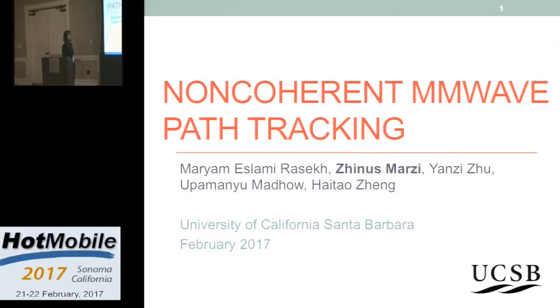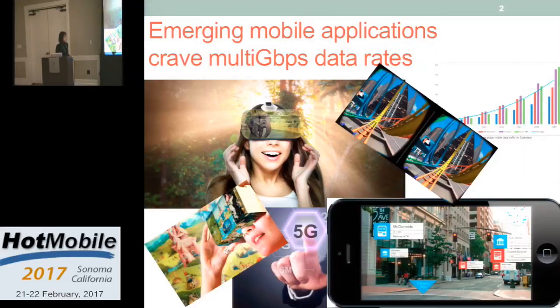Today I'm going to talk about noncoherent path tracking in mmWave systems. We see so many multimedia applications like virtual reality and augmented reality that require multi-gigabit per second data rates. Tech companies are also forecasting an increase in data demand in the near future. We know that today's Wi-Fi and cellular networks are not going to afford this increase in data demand. So the next generation of cellular networks, 5G, is going to address this issue.